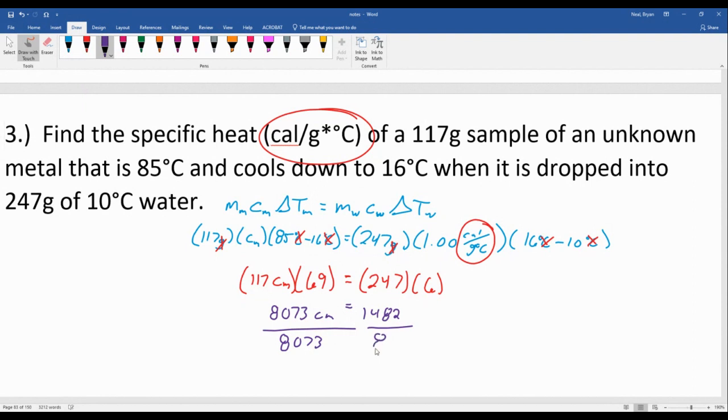Now, a lot of times students will see this and panic and then try to divide in the other way, but specific heats, especially for metals, are typically very small numbers. So, in fact, here we get 0.1836. That's actually relatively high for a metal. It's roughly double what we had for copper earlier.